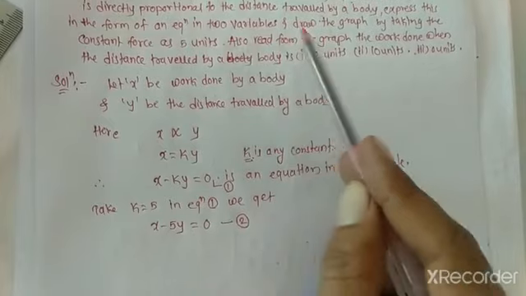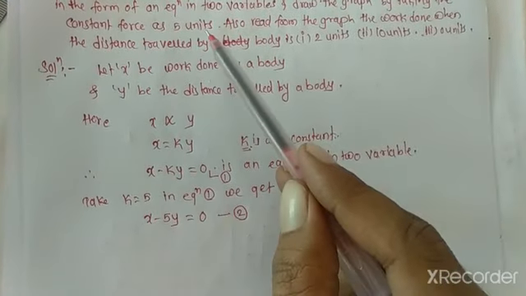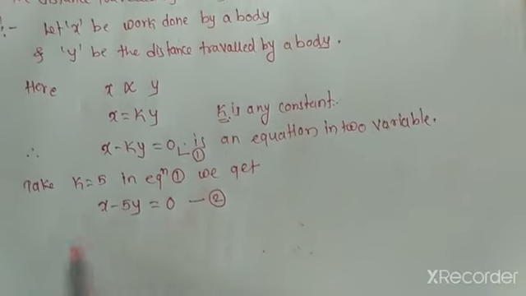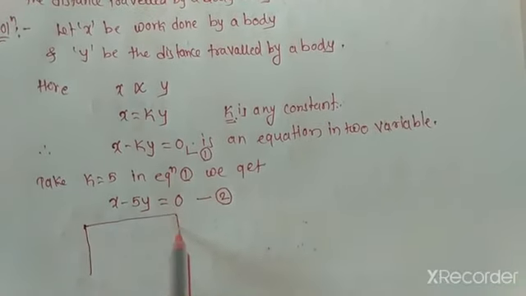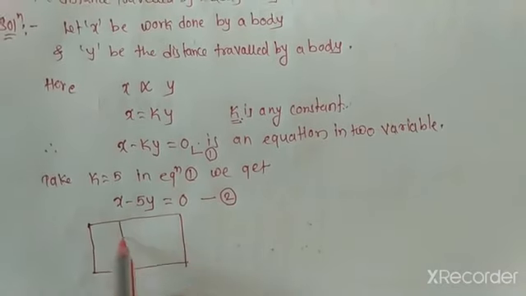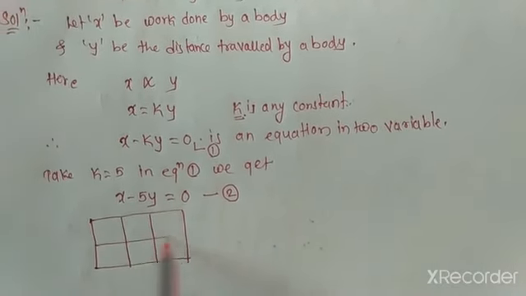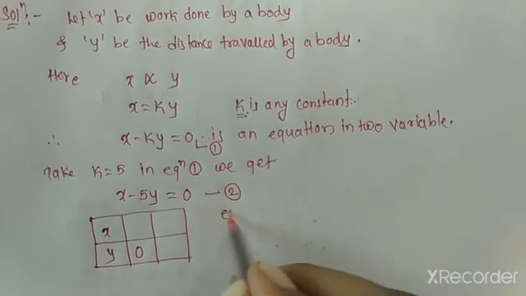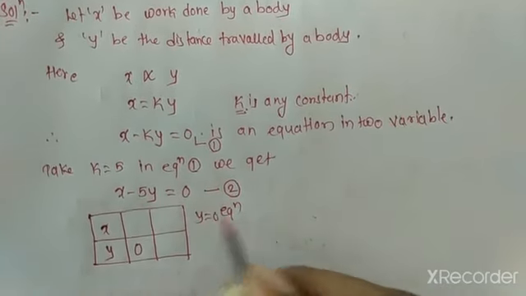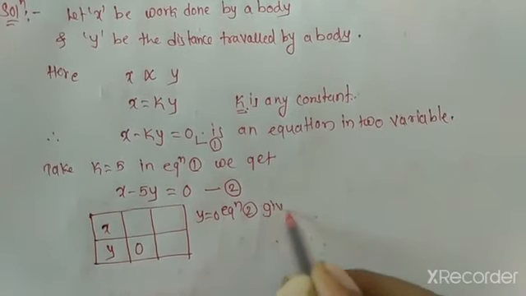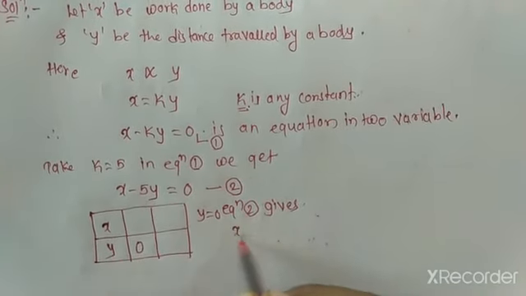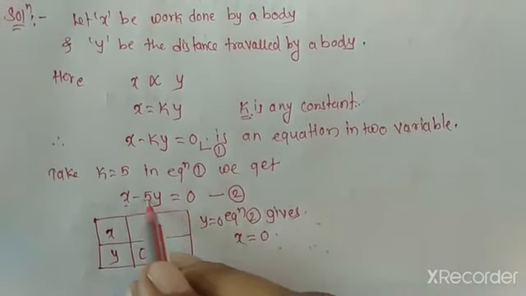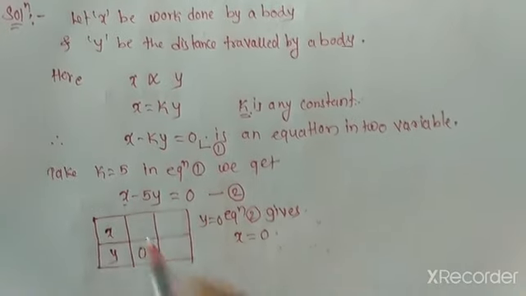We have to draw the graph by taking constant force as 5 unit. Okay, so we have to draw the graph related to x minus 5y. So first of all, we will find x-intercept and y-intercept of this equation, x minus 5y equal to 0. For y is 0, equation 2 gives, now we will put y as 0, so x will be 0. Here 5y is 0, so x will be equal to 0.